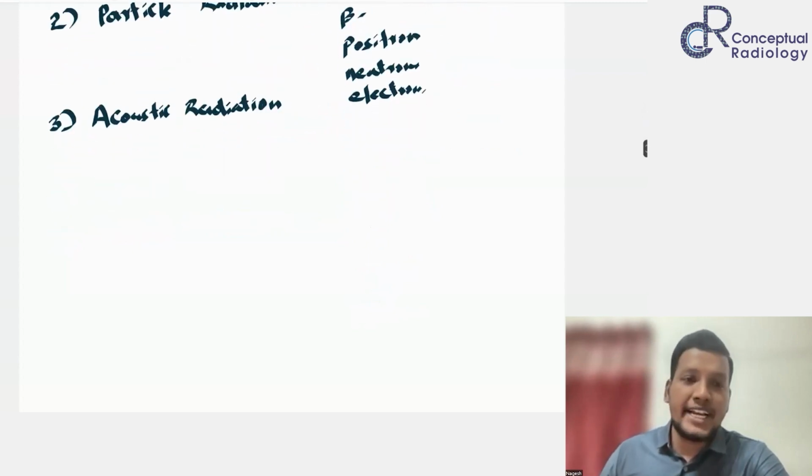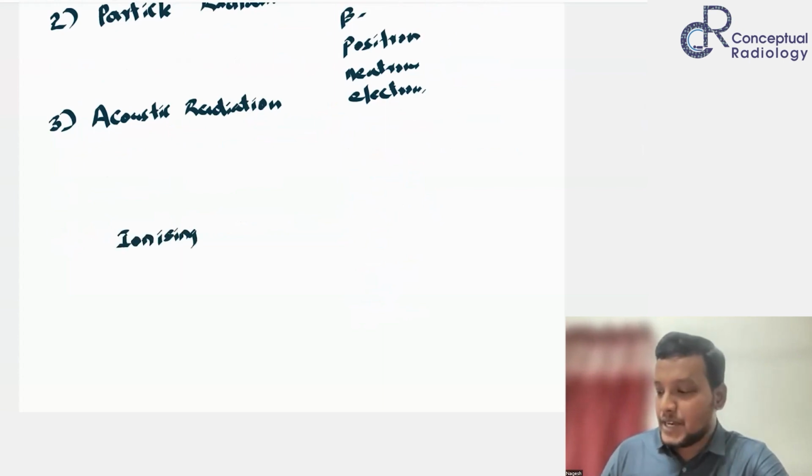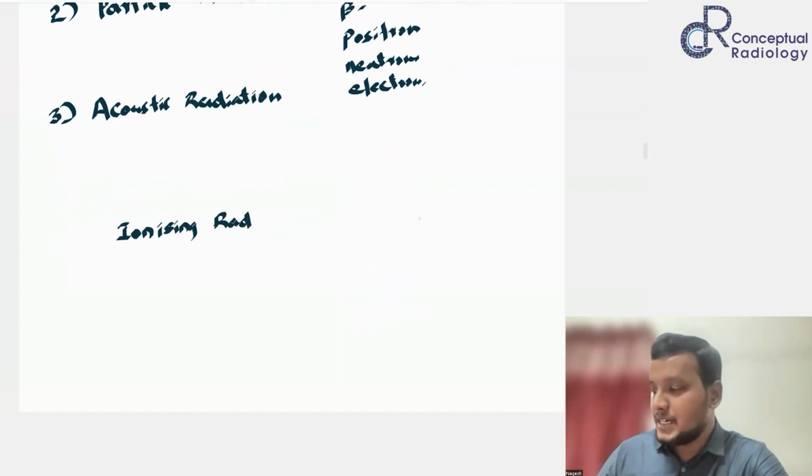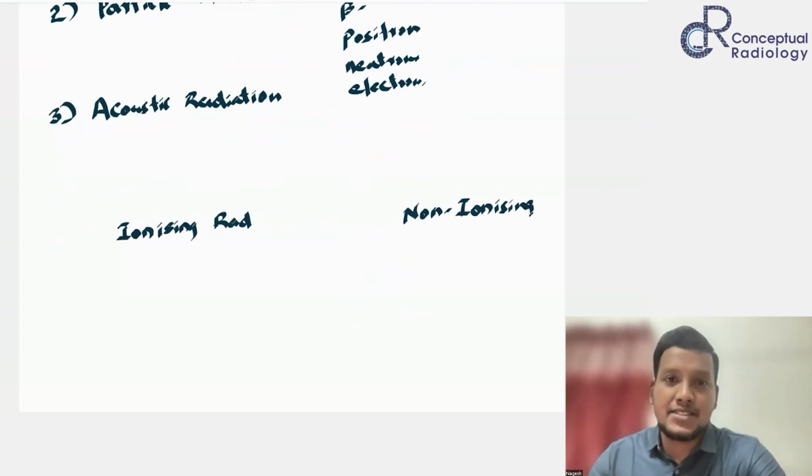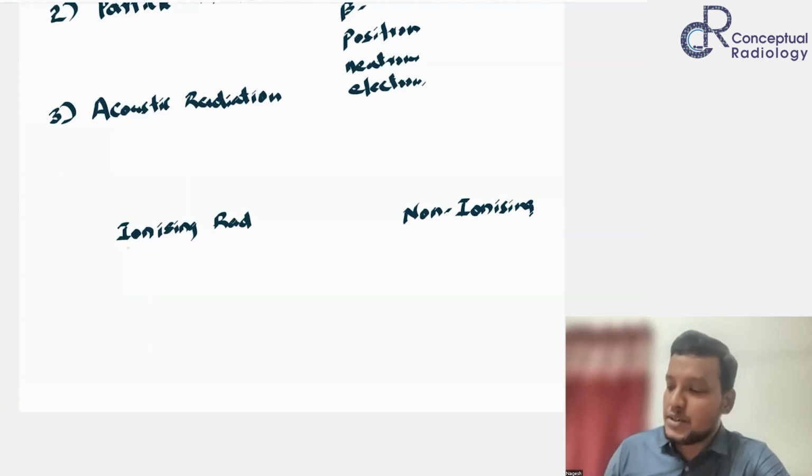The other type of radiation is acoustic radiation, that is your sound energy. Radiation can also be classified as ionizing radiation and non-ionizing radiation. Ionizing radiations are the radiations which have enough energy to knock off the electron from the influence of the nucleus, causing ionization of the atom. We will be looking at the ionization process in this class.